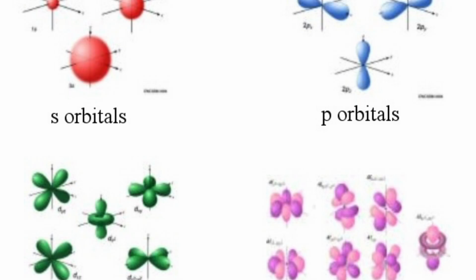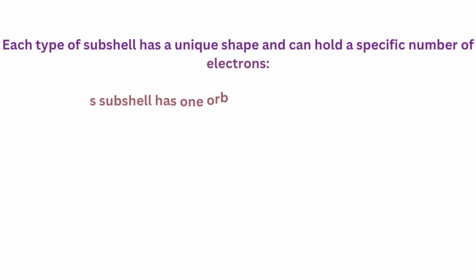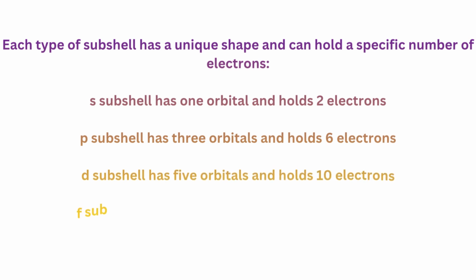Now each shell is further divided into subshells. These are like sections or rooms within a floor. The subshells are labeled as s, p, d, and f. Each type of subshell has a unique shape and can hold a specific number of electrons. The s subshell has 1 orbital and holds 2 electrons. The p subshell has 3 orbitals and holds 6 electrons. The d subshell has 5 orbitals and holds 10 electrons. The f subshell has 7 orbitals and holds 14 electrons.